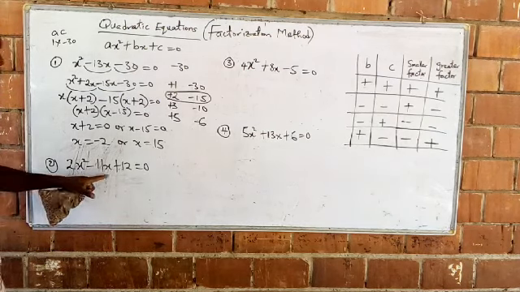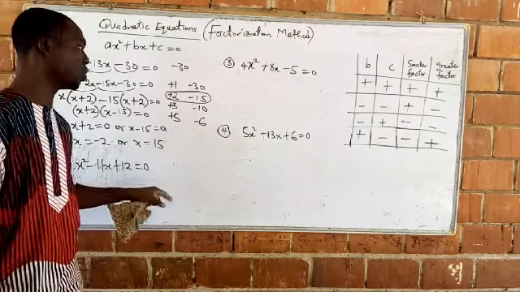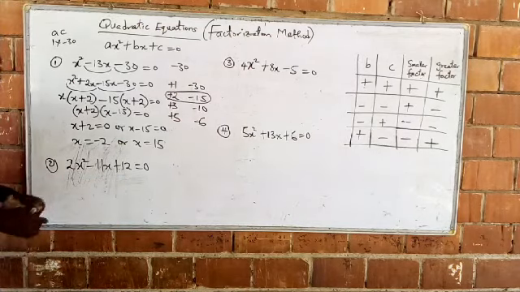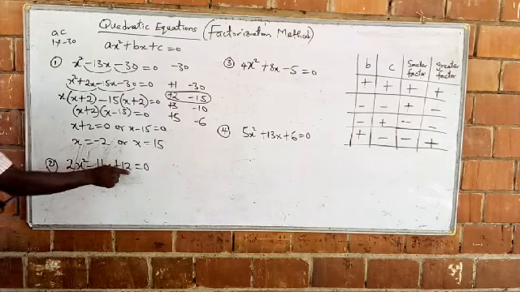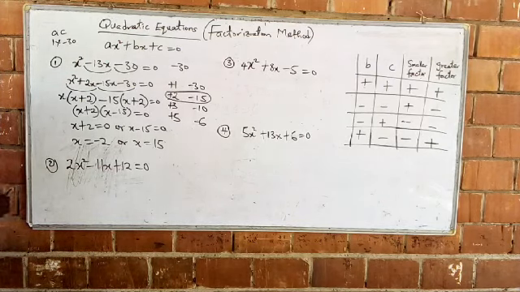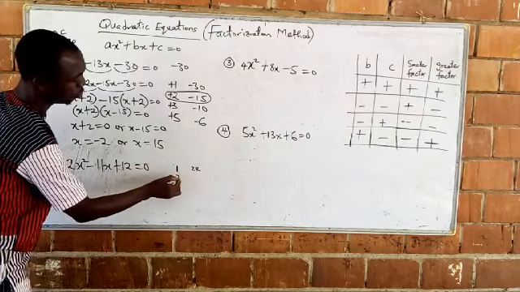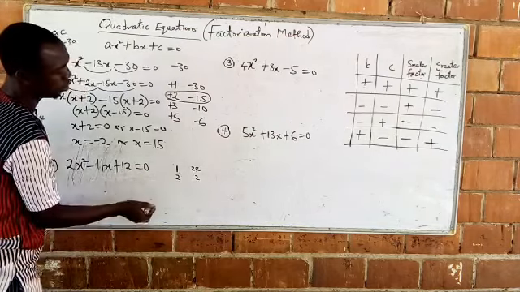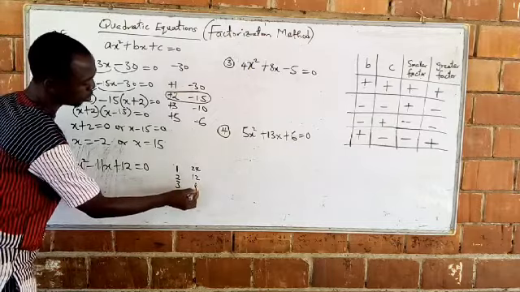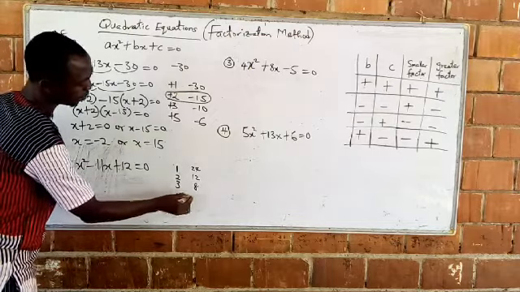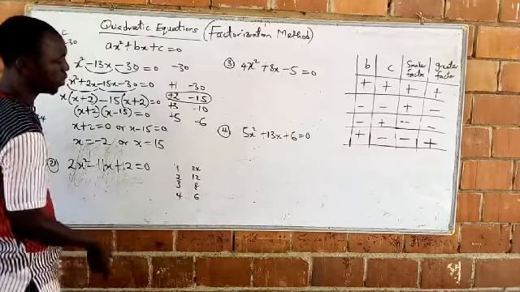2x squared minus 11x plus 12 equals 0. Here we also multiply our a by c. That is 2 times 12 gives us 24. Then we list out the factors of 24. 1 and 24. 2 and 12. 3 times what? 8. 4 times what? 6. 5 cannot divide 24.